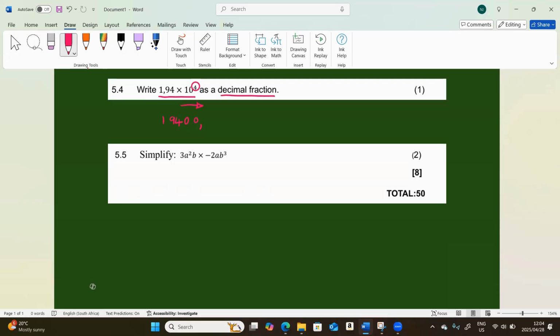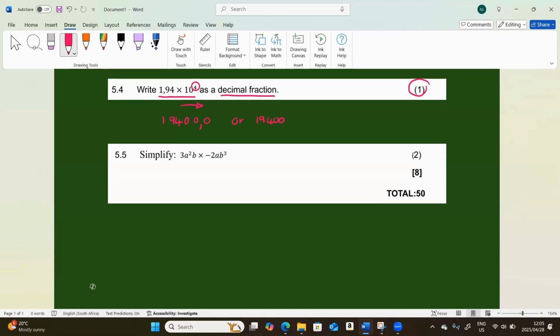Can you see that this is just going to be comma 0 in any case? Do you understand? That is why it's not necessarily going to be a decimal fraction, but it would be correct if you say comma 0, or it would just be correct by saying 19,400 is your final answer. So perfect. That was for 1 mark, nice and easy.